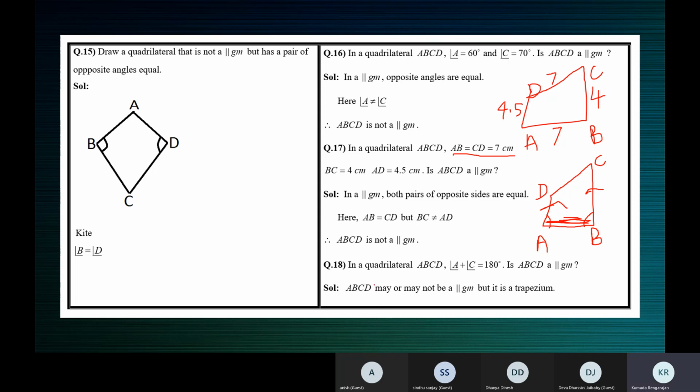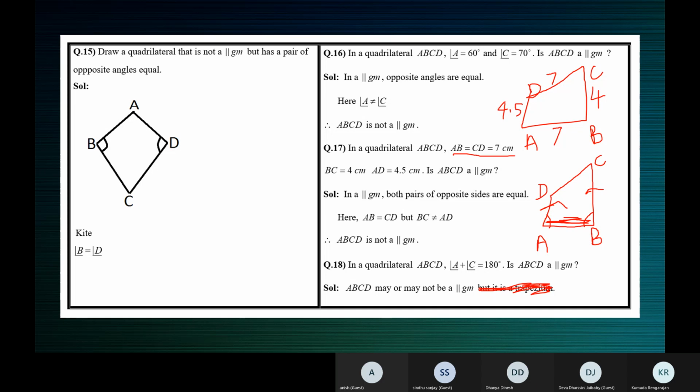So for this one, A plus C is equal to 180. ABCD may or may not be a parallelogram. That's all. I'll take this off. The answer to this question, A plus C is 180: ABCD may or may not be a parallelogram. It may be a parallelogram. It may not be. You can't say.